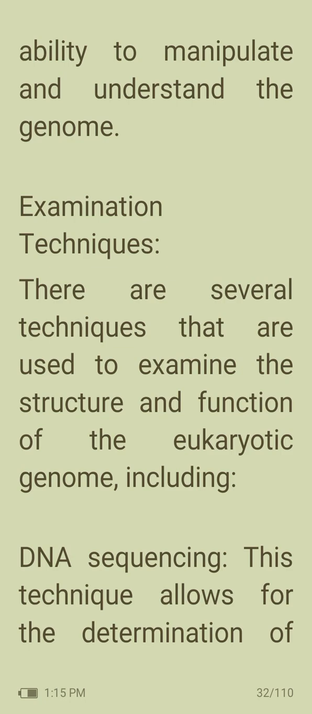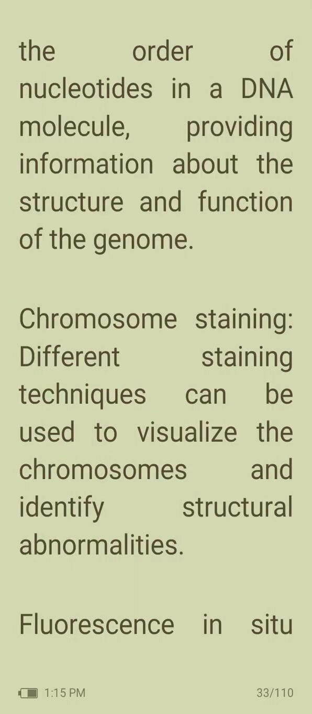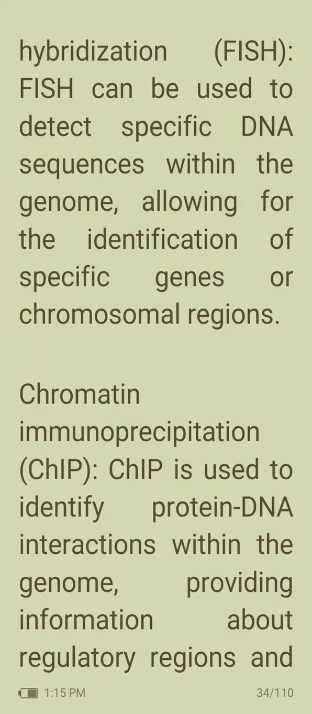Then examination techniques. There are several techniques that are used to examine the structure and function of a eukaryotic genome, including DNA sequencing. This technique allows for the determination of the order of nucleotides in a DNA molecule, providing information about the structure and function of the genome. Then chromosome staining. Different staining techniques can be used to visualize the chromosomes and identify structural abnormalities. Then fluorescence in situ hybridization or FISH.